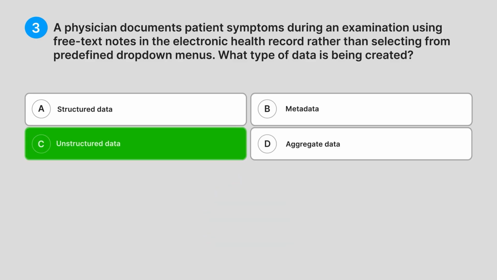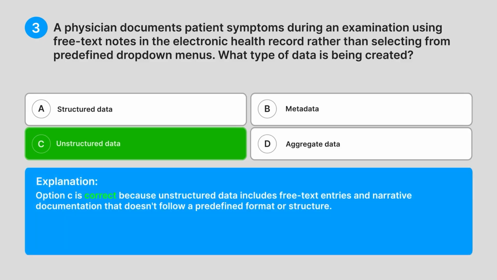Correct answer, C. Unstructured data. Explanation: Option C is correct because unstructured data includes free text entries and narrative documentation that doesn't follow a predefined format or structure.